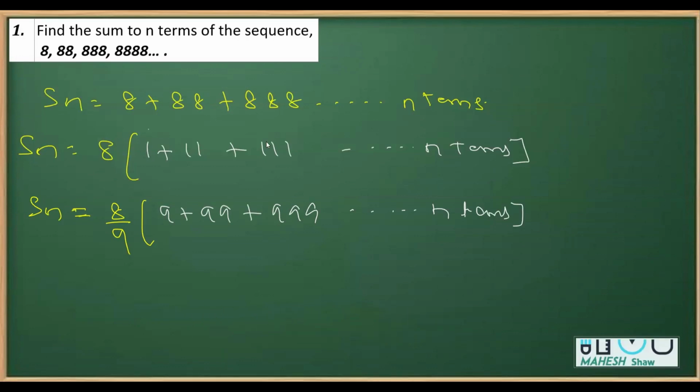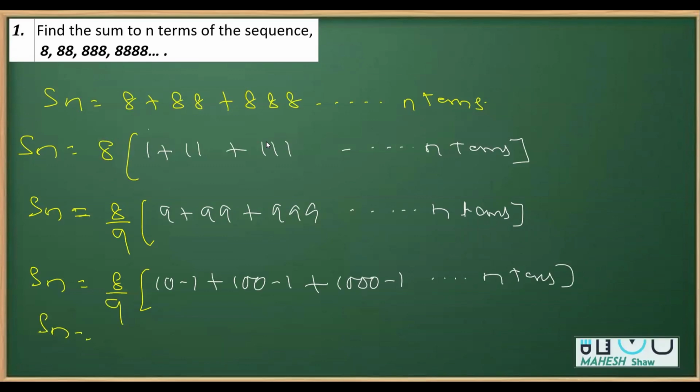Next, what we will do here is to alter these numbers. That is, I can write 9 as 10 minus 1. I can write 99 as 100 minus 1. Similarly, I can write this as 1000 minus 1 and so on up to n terms.